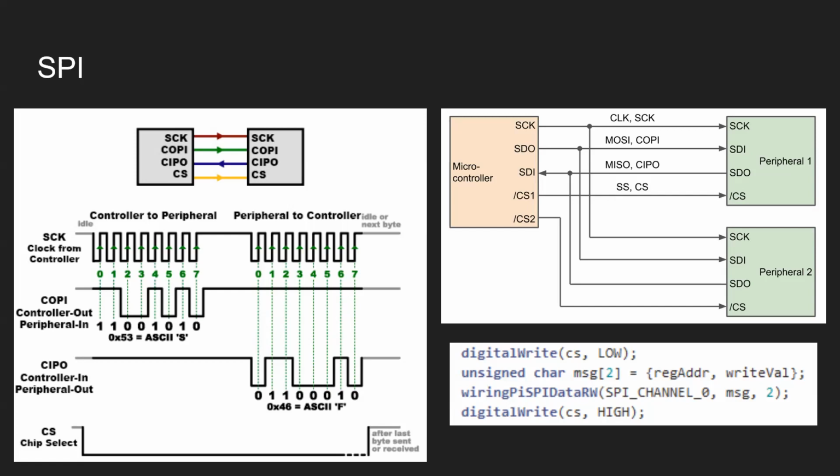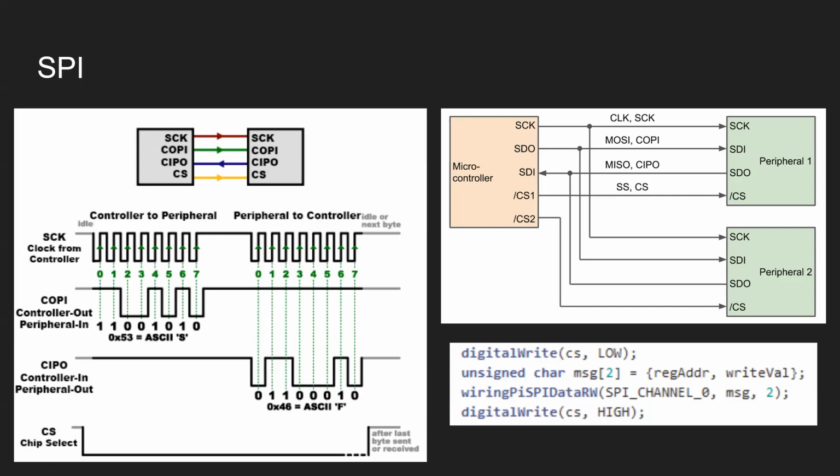And then at the same time, bit by bit, the master will send out a bit and the peripheral will send back a bit. And this happens in the same clock pulse. When you see in the bottom right, it says wiringPi SPI data read write. So there's no distinction between reading and writing. When you have an SPI transaction, both happen at the same time. The important thing is to be able to read the data sheet and see what bits matter and what don't.